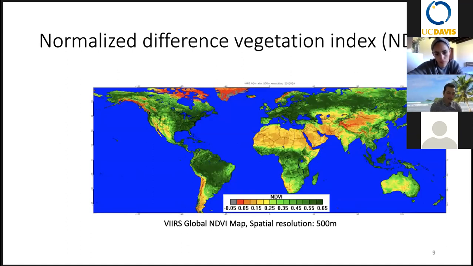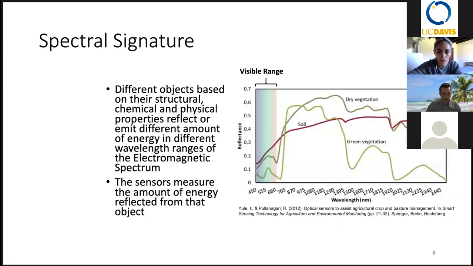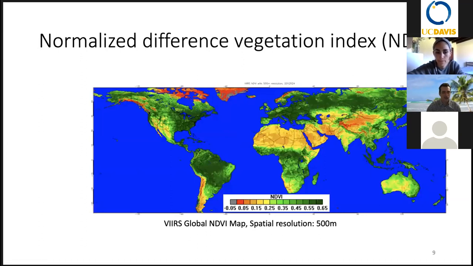One index that can be used is the normalized difference vegetation index. The normalized vegetation index compares the near infrared part to the red band. If this distance is bigger, it means we have a healthier plant. If it's smaller, it means we have a problem. So this is an NDVI of the world. We can see where most of the vegetation happens.